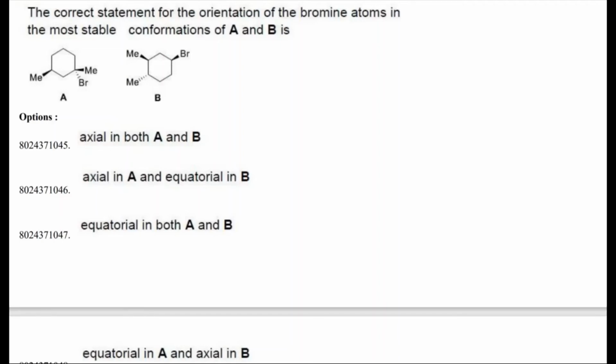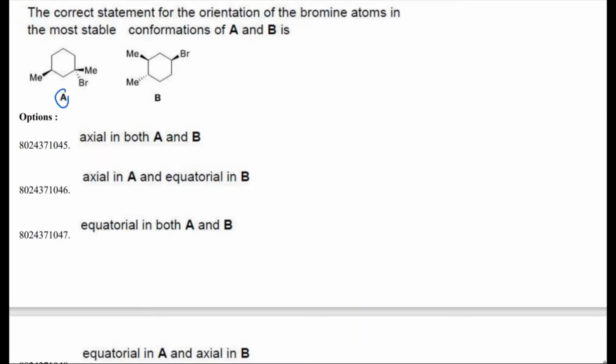How are you? Today I am going to discuss one important question which came in December 2020. The correct statement for the orientation of the bromine atom in the most stable conformation of A and B. So in A and B, first we have to draw this in chair conformation, and we will flip the ring and see the interactions that operate in these two compounds.